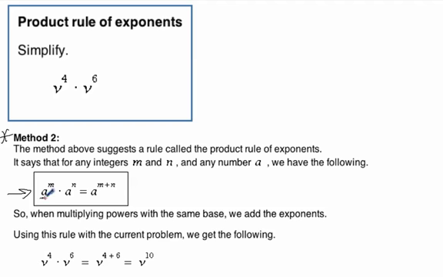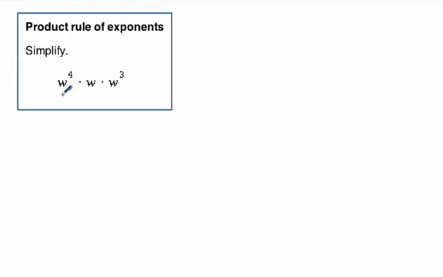Any variable raised to an exponent times that same variable to another exponent, you end up with that variable to the power of those two exponents added together. So in this case, we see here v to the fourth times v to the sixth is the same thing as v to the 4 plus 6, which is v to the 10th. We get the very same answer both ways. So you've got two methods. Let's take a look at one more example.